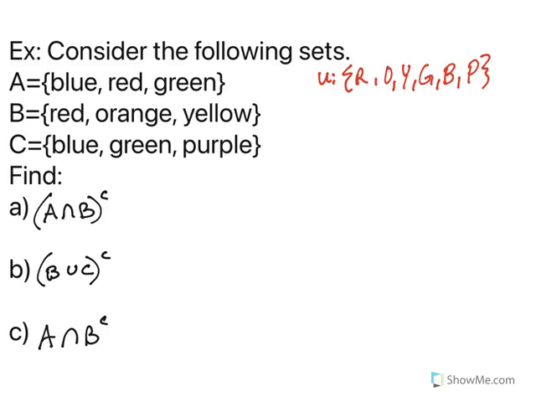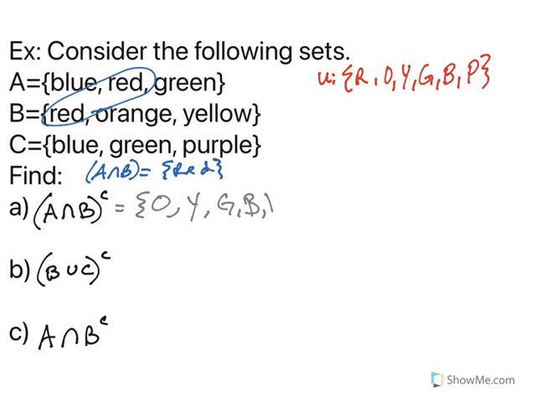Okay, so to find A and B complement, we're going to start by finding A and B. So A and B, what do they have in common? Well, I see that A and B both have red. So A and B is red. That means the complement of A and B is everything else. So the complement is going to be orange, yellow, green, blue, and purple, because that's everything else.